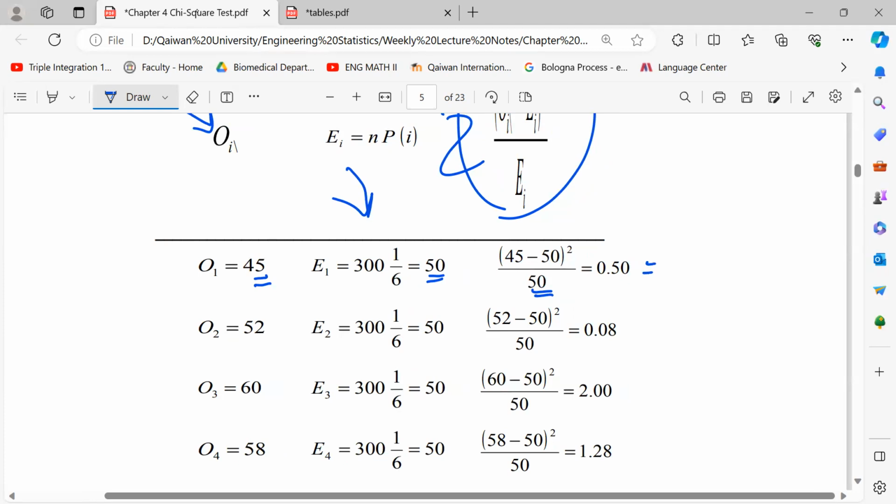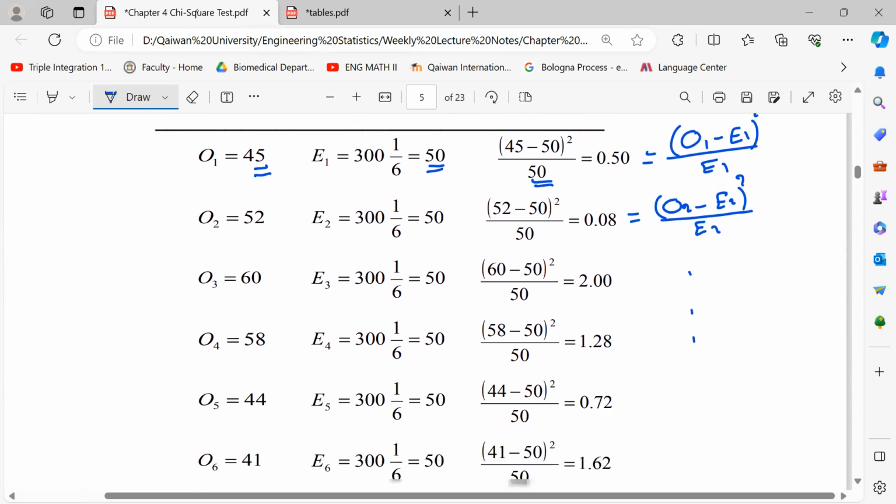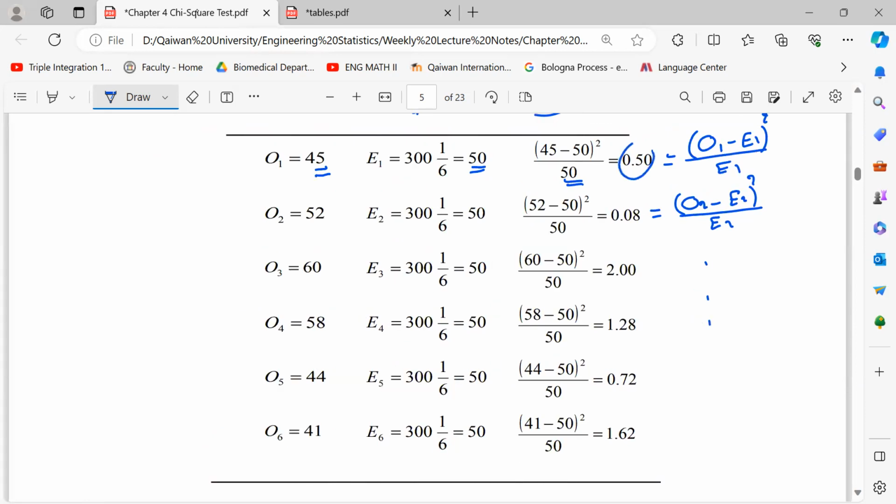This equals O1 minus E1 squared divided by E1. This one is O2 minus E2 squared divided by E2. And so we find all of this. After calculating this, as you see, here we got 0.50, this 0.08, this is 2, 1.28, 0.72, 1.62.